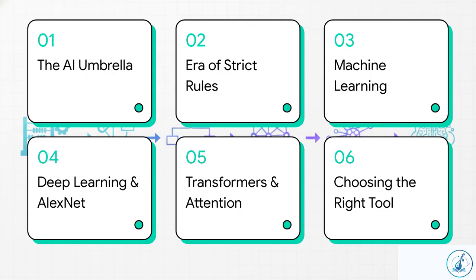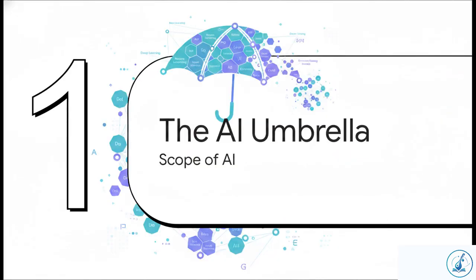We'll cover 1. The AI umbrella. 2. Era of strict rules. 3. Machine learning, learning from data. 4. Deep learning and AlexNet. 5. Transformers and attention. And finally, 6. Choosing the right tool.